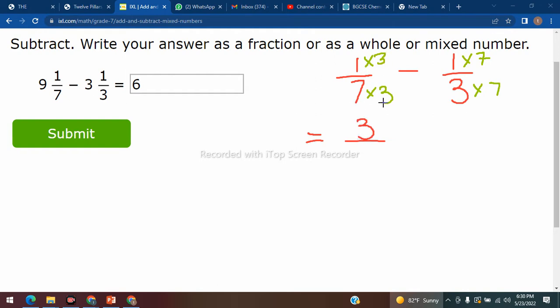1 times 3 is 3. 7 times 3 is 21. 1 times 7 is 7. 3 times 7 is 21. That's interesting, 21. Oh, we have a problem again.